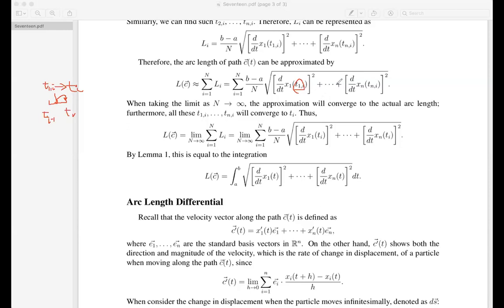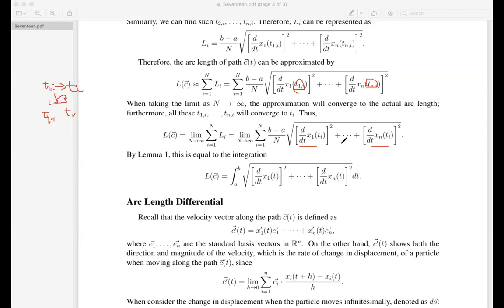Same thing for t2i, right? For x2, the t2i would converge to ti. The same applies, of course, all the way to the tni, for xn. This number would be converging to ti as well. Right? So the square root becomes nothing else but ti.